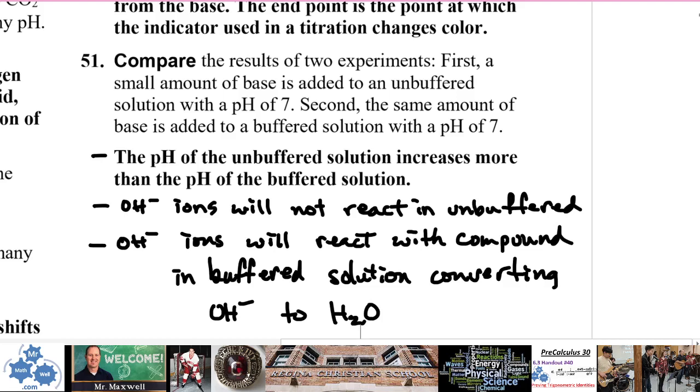Okay, so there are some sample answers for number 51. Obviously, the pH is going to change in an unbuffered solution, whereas the pH will change very little in a buffered solution. The OH minus ions in the unbuffered solution will not react with anything and therefore cause the pH to rise because of the excess OH minus ions. And in the buffered solution, the OH minus ions produced by the base will react with the compound in the buffered solution, converting the OH minus to H2O. So this would be a good, fully detailed response for 51.